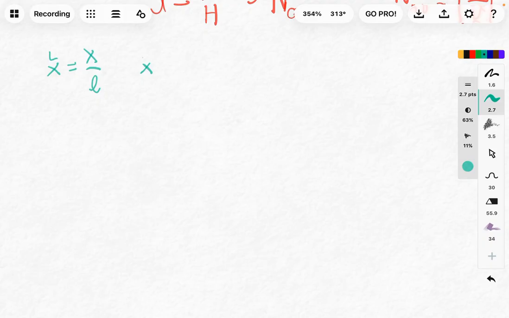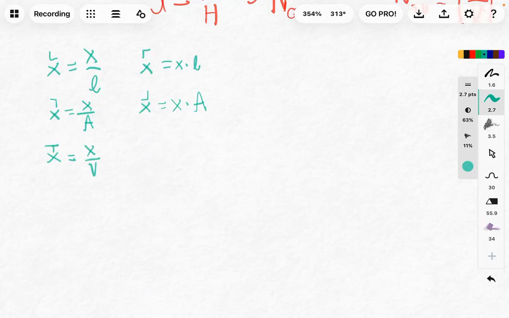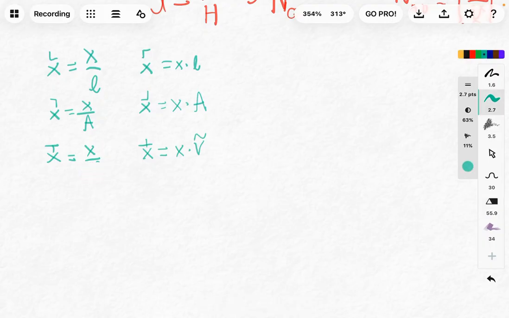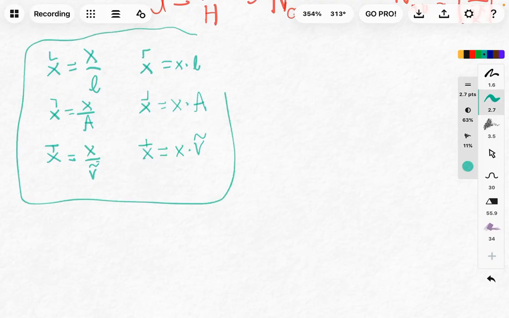And x, this is x times length. This is x over area. And this is x times area. And then we will also show volume, x over v, and x times v. And in this series, we'll also be putting a tilde above our v's when we are representing volume. I know that was shown a little earlier, but yes, that's what our tildes mean. So that will be our formal definition for length, area, and volume.